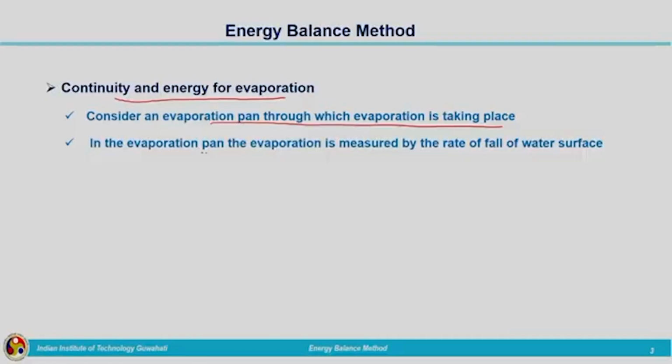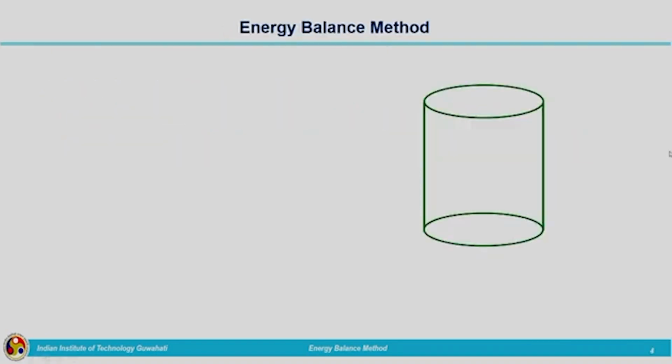In the evaporation pan, evaporation is measured by the rate of fall of water surface. So, this we have seen in the previous lecture. Now, we will start with the energy balance approach. This is a schematic representation of a pan. This pan is having a base area of A, capital A, and we are filling water up to this particular level, and that height of water within the evaporation pan is represented by small letter h.